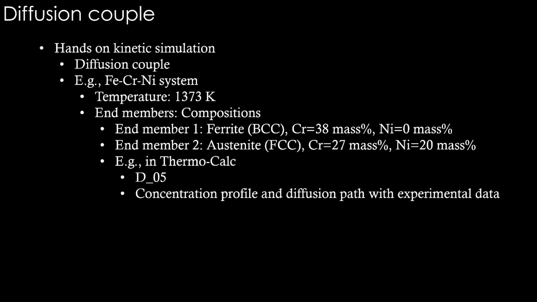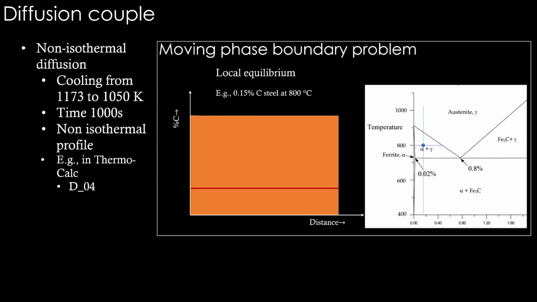Right. So let's see the next example. This is going to be again the moving phase boundary problem, the one that we have seen in the last class, where at 800 we simulated the growth of ferrite inside the austenite. We brought down the austenite from high temperature to here, and the ferrite grew inside, and this was done at isothermal exposure at 800, right? So in this class what we will do is that in a non-isothermal fashion, cooling from 1173 to 1050 Kelvin over 1000 seconds.